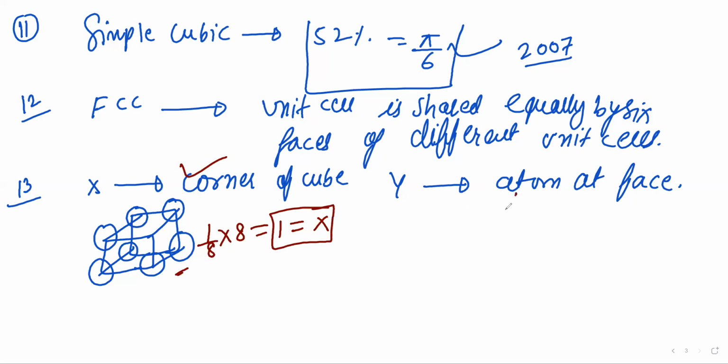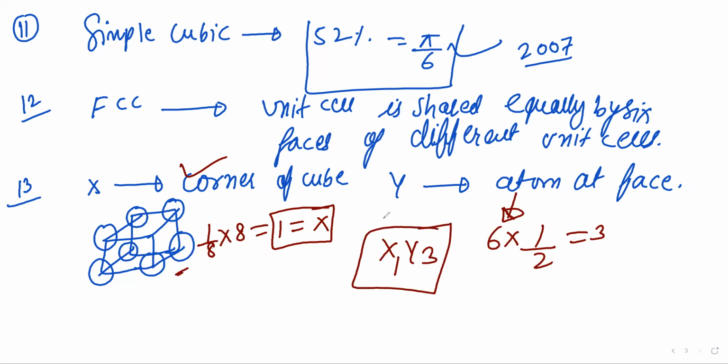So now see, for y, it is at the faces. So total 6 faces and contribution of a face is 1 upon 2. So it will be 3. So we know the formula XY3 because x value we have got 1 and y as 3. So this will be the formula XY3.